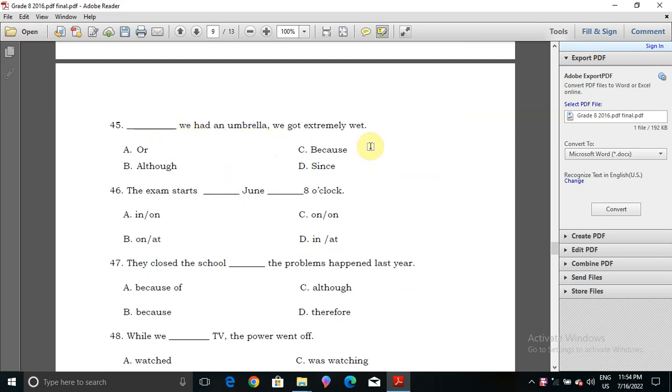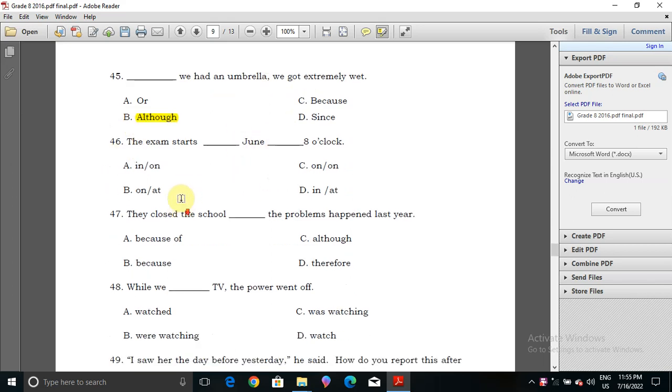Okay, now in question number 45, we had an umbrella, we got extremely wet. Although we had an umbrella, we get extremely wet. That means we have an umbrella, but also we get extremely wet. So that means we are going to use also and put a comma between the two sentences.